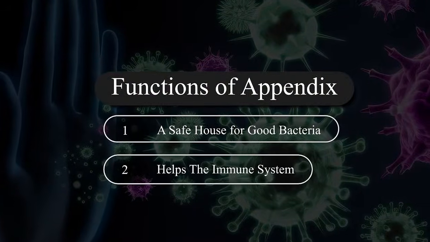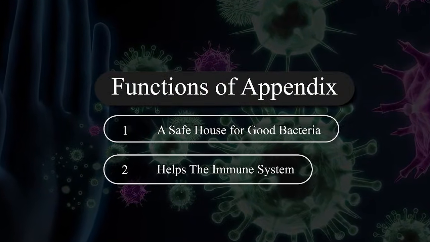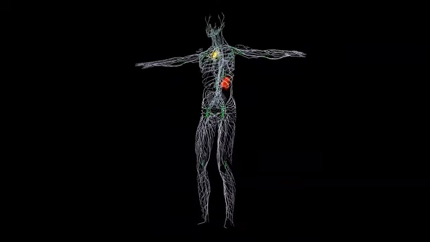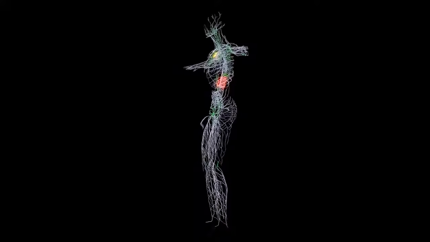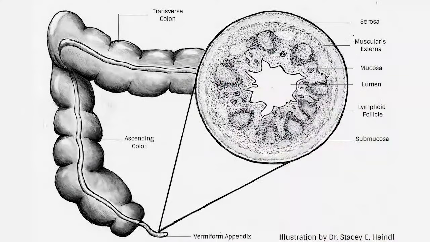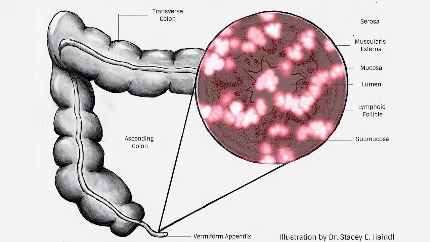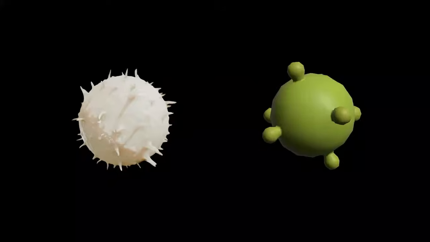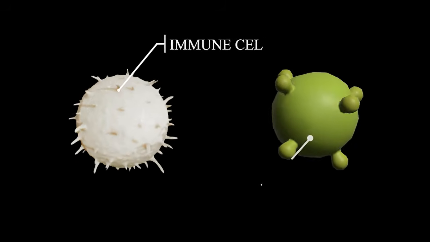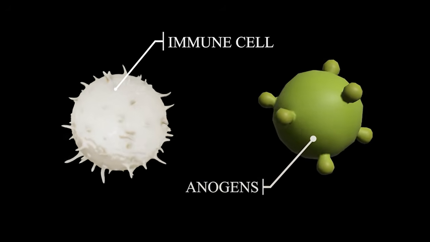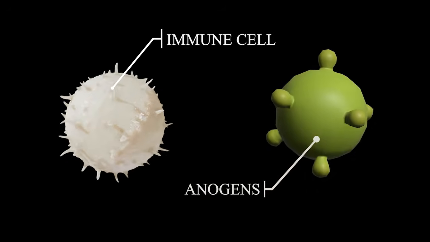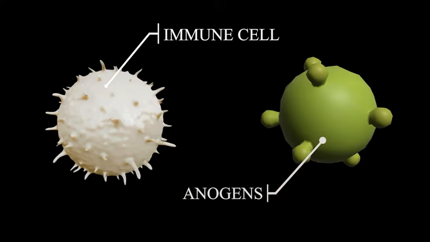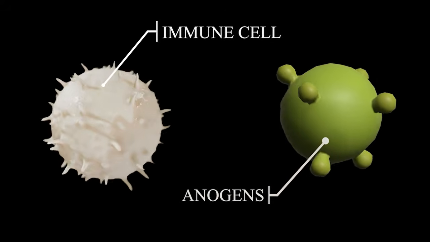Number 2. Helps the immune system, especially in early life. The appendix contains lymphoid tissue, which is part of your lymphatic system, the body's defense system that helps fight infections and diseases. This tissue is rich in white blood cells, which are the soldiers of your immune system. In children and young adults, the appendix plays a role in developing immune responses by exposing immune cells to different bacteria and antigens. Basically, the appendix may help train the immune system during early life, teaching it to recognize harmful invaders and to build resistance to them.